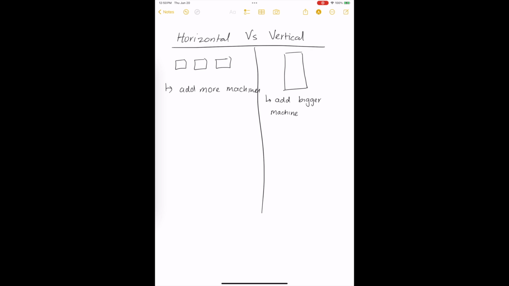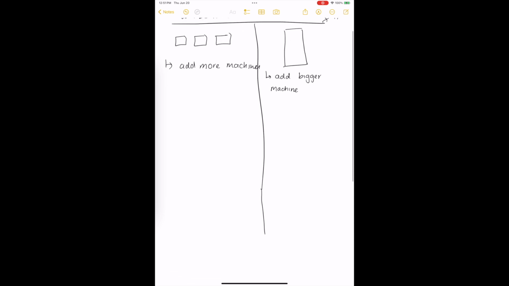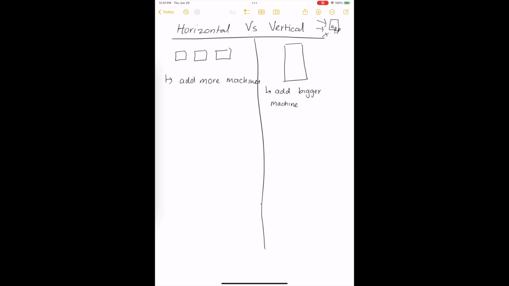right? So for example, you start an application, and then you have more visitors to your site. Okay, you have your app, and there are continuously more visitors. So there are two options you could do. One is the horizontal scaling versus the vertical scaling. In the horizontal scaling, you would add more machines, and in the vertical scaling, you would add bigger machines.